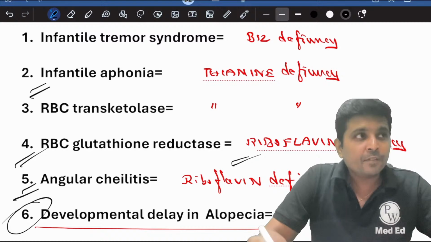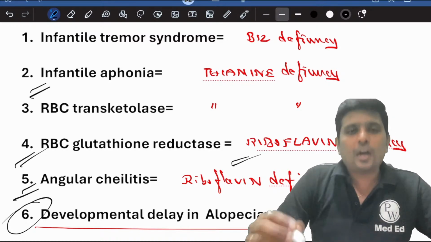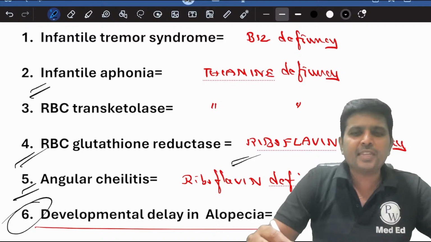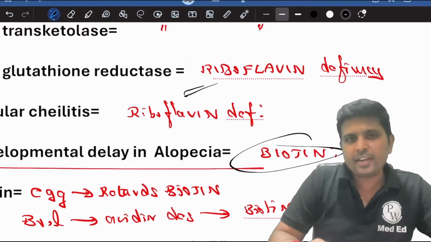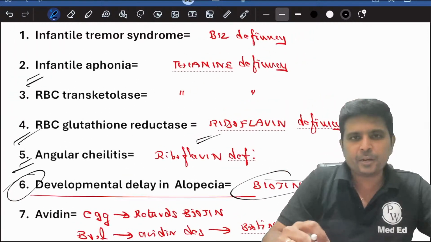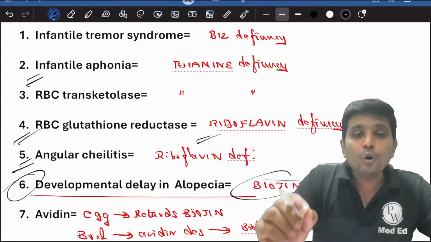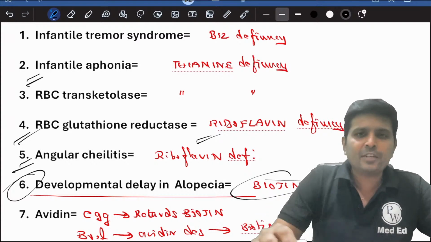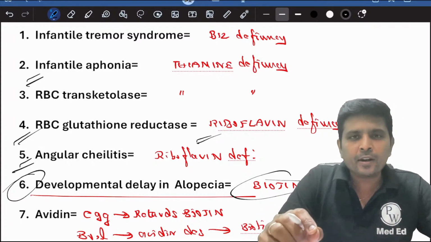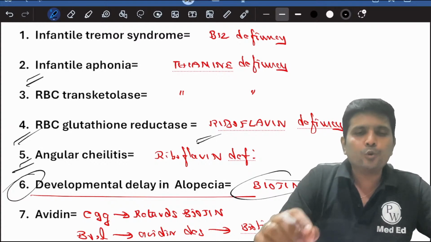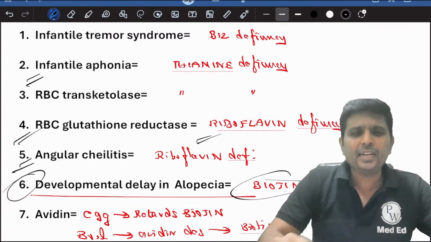whenever you have a case of neuroregression along with alopecia, unless otherwise proved, it is a case of biotin deficiency. Remember, very important for your entrance examination. Whenever you have a case of neuroregression along with alopecia or dermatitis, unless otherwise proved, it is a case of biotin deficiency. Biotin deficiency is a very frequently asked question in NEET as well as other entrance exams.